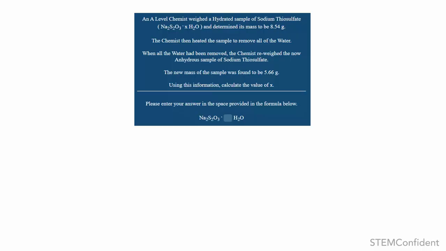In this case, what we've got is a hydrated sample of sodium thiosulfate, and we've been told that its mass is 8.54 grams. What we need to do is effectively work out the value of x. And so what does x mean? X is effectively, for every 1 mole of Na₂S₂O₃, how many moles of H2O are we going to have?